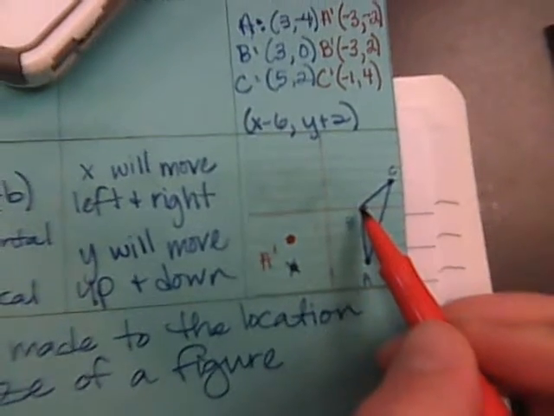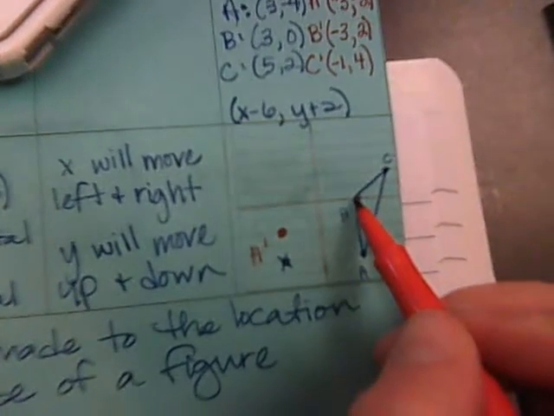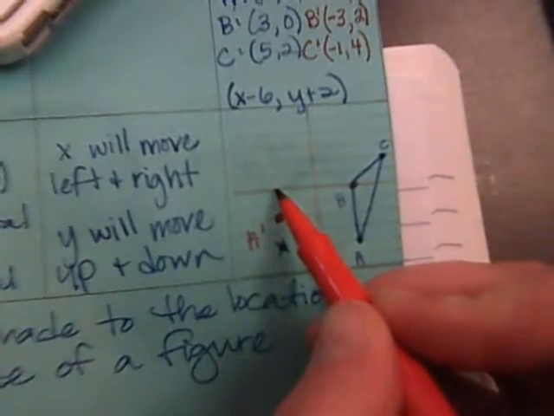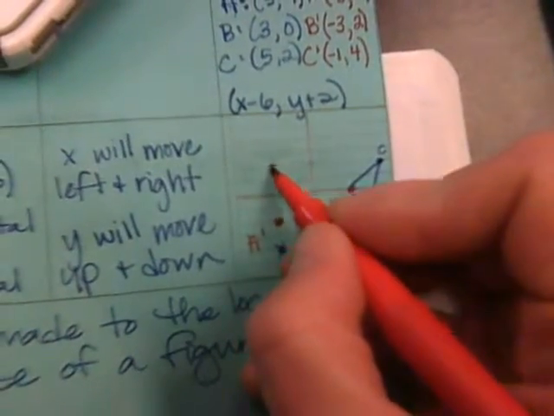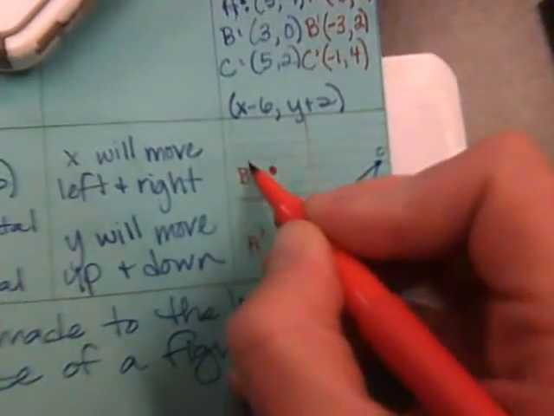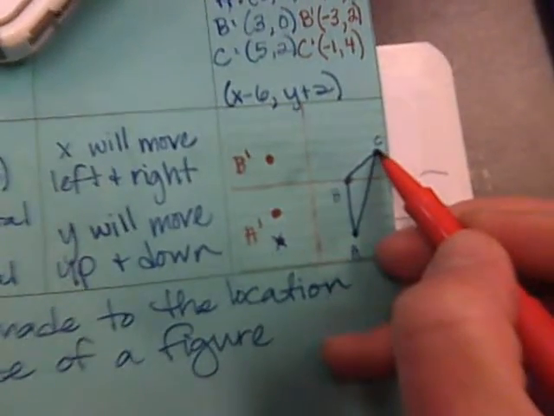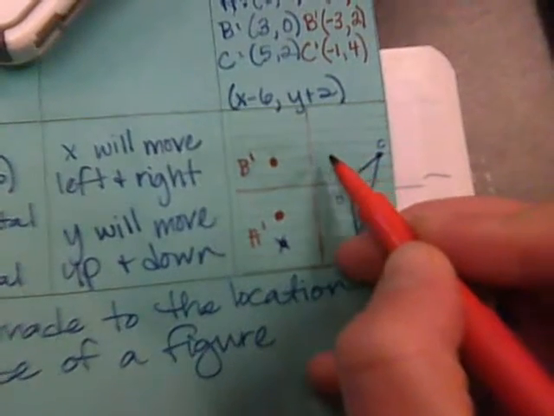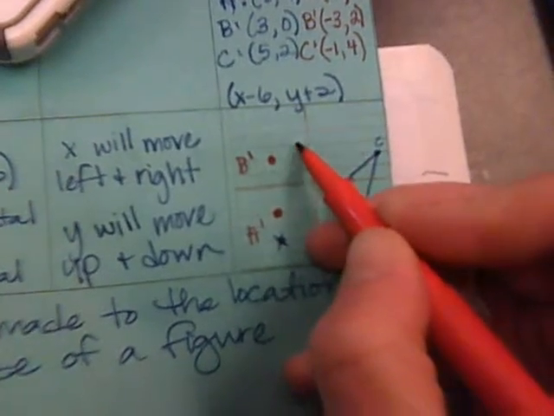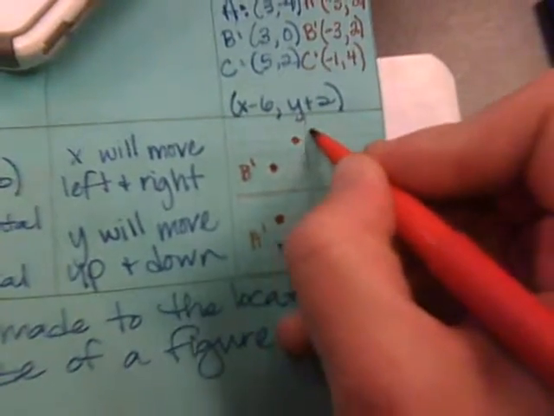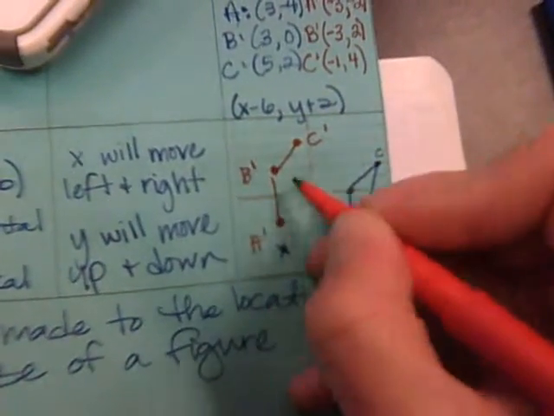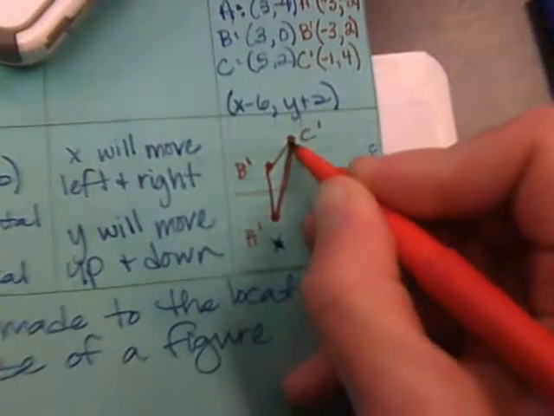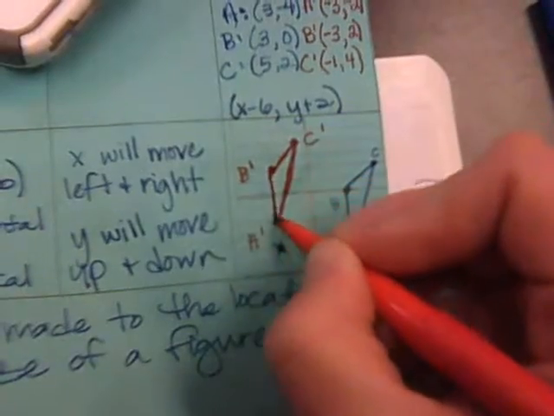Okay, now here's B. I'm supposed to move left 6 and up 2. 1, 2, 3, 4, 5, 6, and up 2. There's B prime. And then here's C. Again, move left 6 and up 2. 1, 2, 3, 4, 5, 6, up 2. It should look exactly like your original figure. It's just that it slid left 6 and up 2.